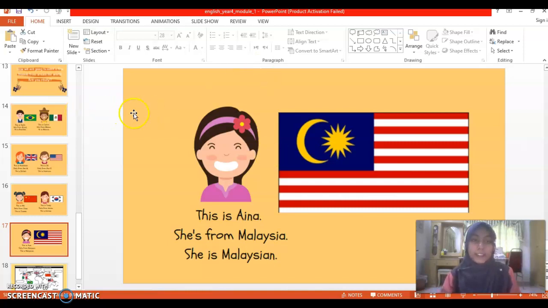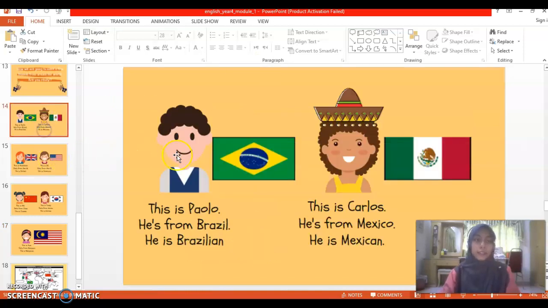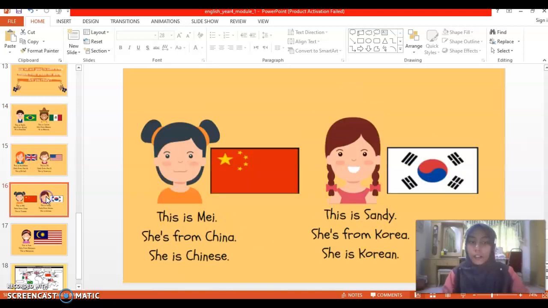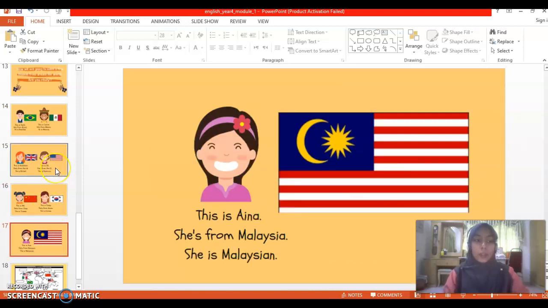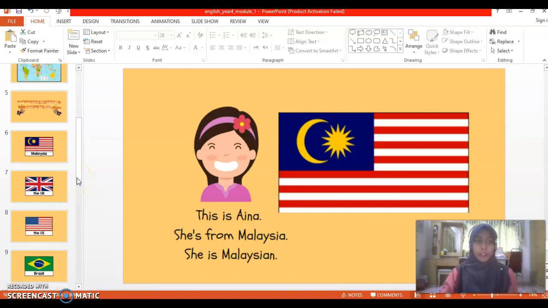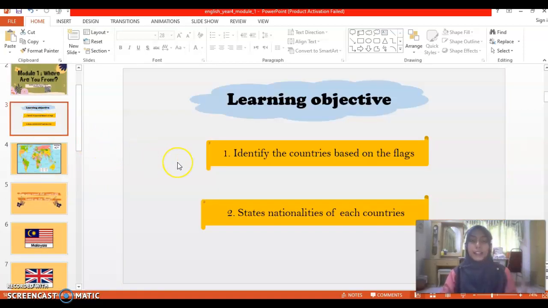Okay. So that's all. In this slide, you can see the explains about where is our friends come from, and then what is their nationality. For example, Paulo from Brazil, and then their nationality is Brazilian. Carlos from Mexico, and nationality is Mexican, and a few others friend. You can see this. So you will know about two adjective, which is refer to the. Okay, you can see, as like I said, you can identify the countries based on the flag.